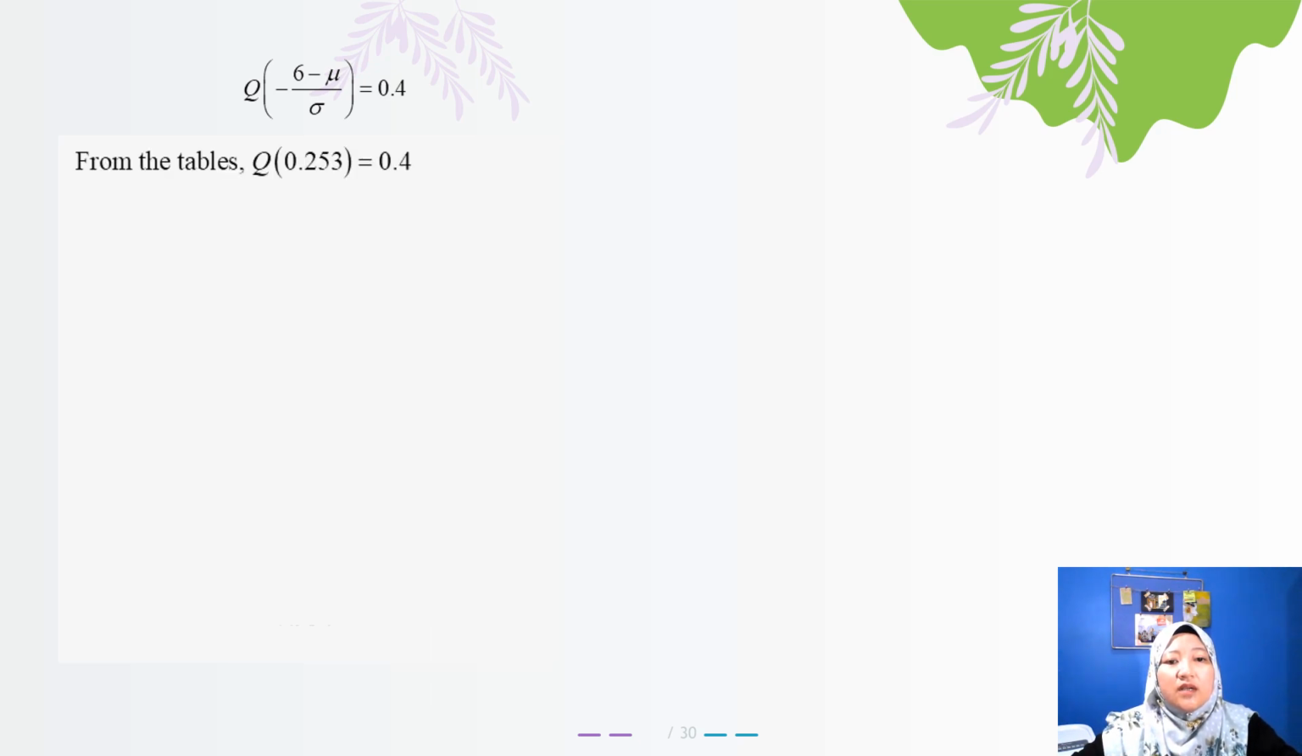From the table, 0.4 is 0.253. Comparing.